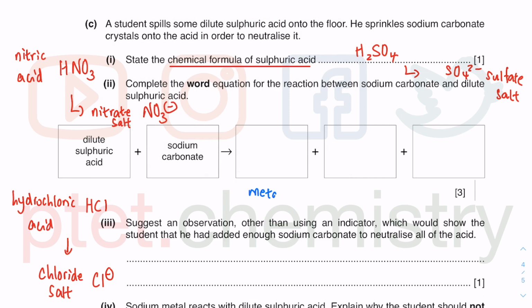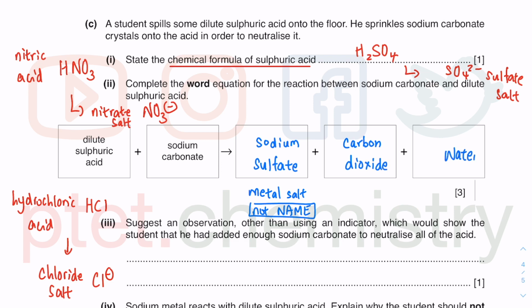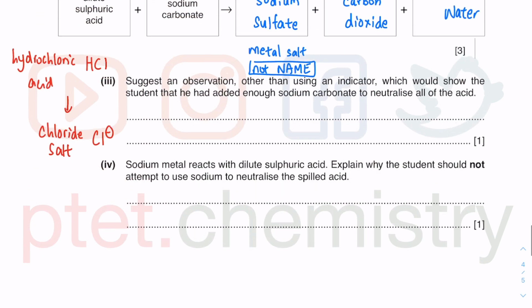You will get metal salt, but that is not the name. This is a general name. They want you to specify the exact name. So the metal is called sodium. The salt you get from sulfuric acid is called sulfate. Now you can use the old spelling, which is sulphate, but I'm just using sulfate. It's perfectly fine. Carbonate plus acid, you also get carbon dioxide. You also get water. Whichever order you put them in should be alright, as long as you've got a metal salt, which you have to put the specific name in, otherwise it's not correct.